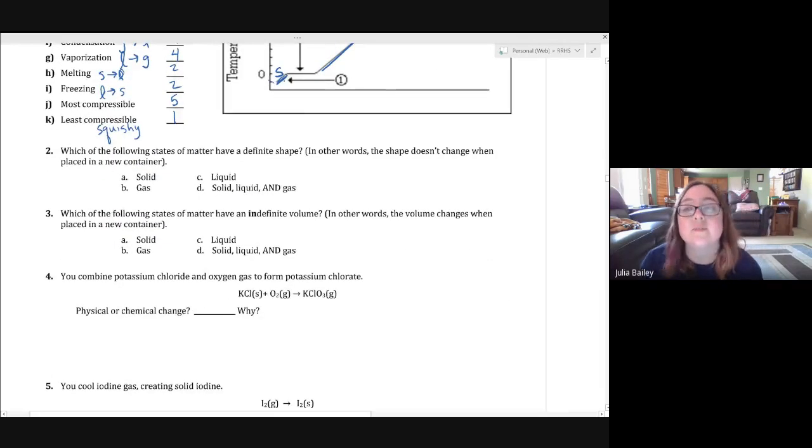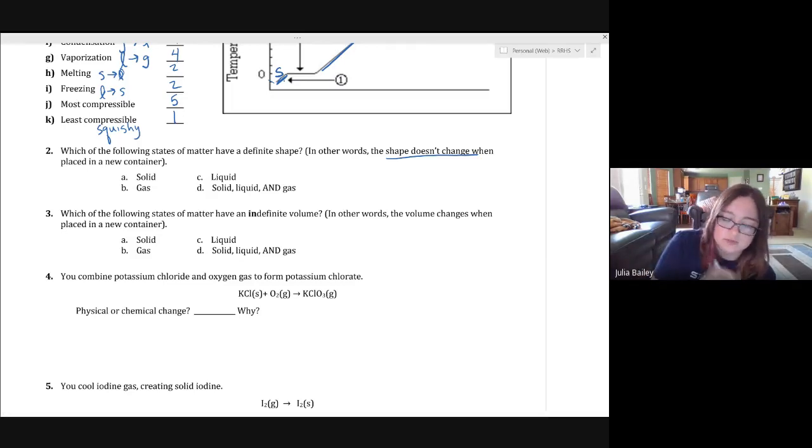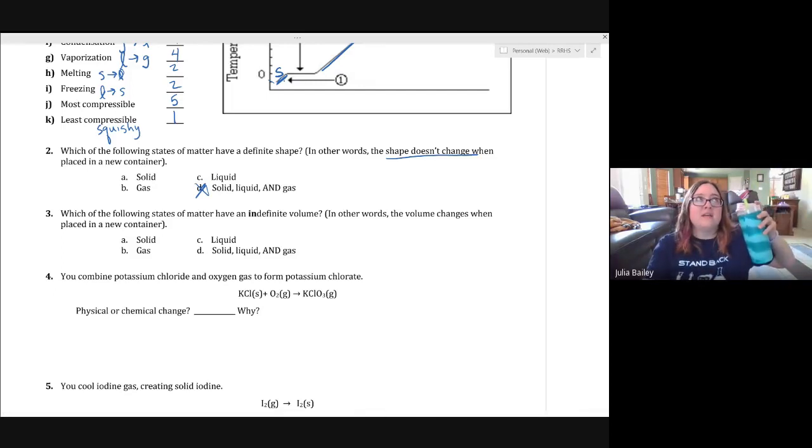Okay, let's do some multiple choice. Which of the following states of matter have a definite shape, meaning the shape does not change when it's placed in a new container? So if I move a solid from one container to another, or a liquid, or a gas, which one of those will the shape not change? I'm going to give you a hint that it's not going to be all 3 of them, because some of them are definite and some of them are indefinite. I'll even tell you that for number 3 right now too. It's not going to be all 3.